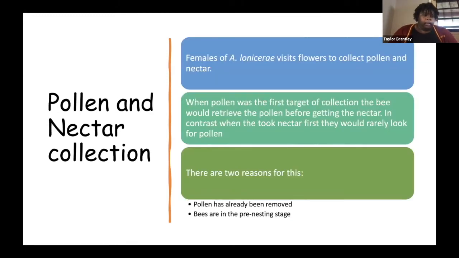So, A. lanicerae females visit flowers of L. gracilipes to collect nectar, which is their own energy source, and to collect pollen, which is the energy source for larvae. The bee foraging activities indicate that when pollen was a primary goal, they sought pollen before they collected nectar. However, when nectar was a primary goal, they rarely looked for pollen. There are two possible reasons for this. The pollen has already been removed, or bees are in the pre-nesting stage, so there was no requirement for pollen collection.